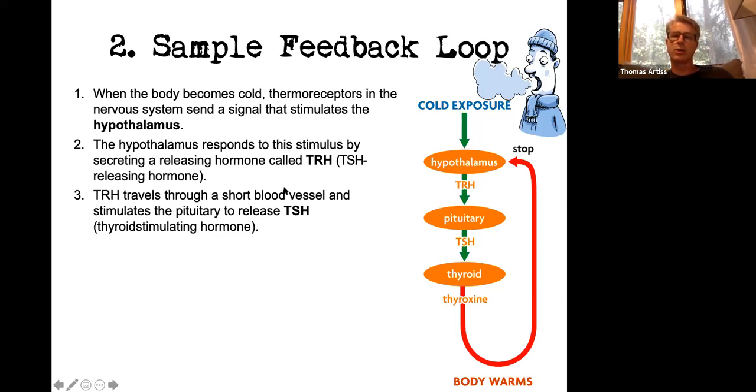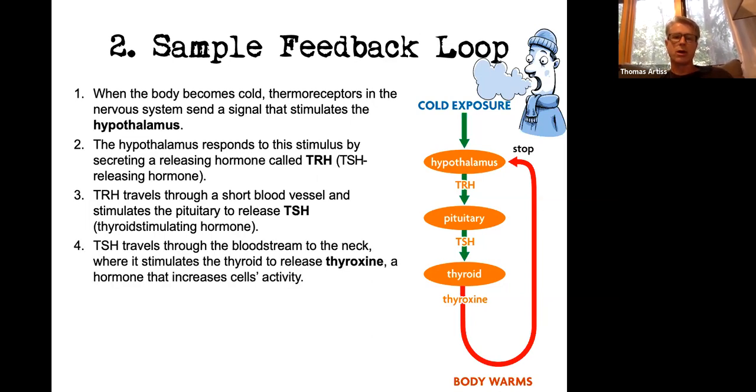Now, TSH stands for thyroid stimulating hormone. Now, I know there's a lot of acronyms here, but see if this makes sense. TRH is produced by the hypothalamus. It's a hormone which is causing the release of TSH. TSH is a hormone which we want to use to stimulate the thyroid. So the TSH stands for thyroid stimulating hormone. Well, we're only going to stimulate the thyroid if the hypothalamus tells us to. Once we do that, the thyroid stimulating hormone travels to the thyroids.